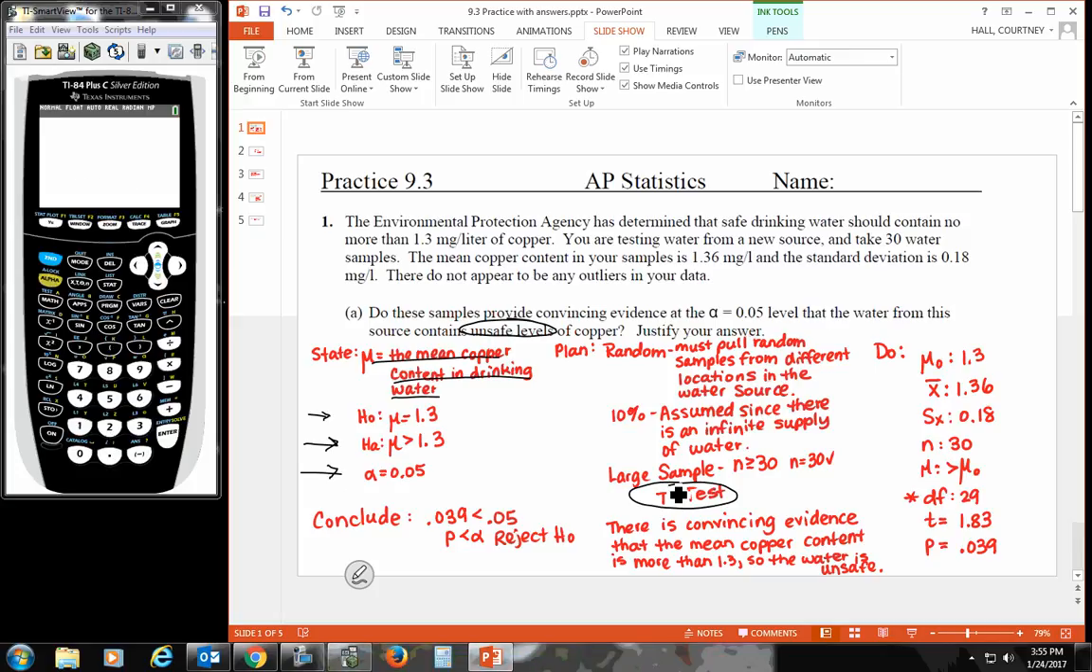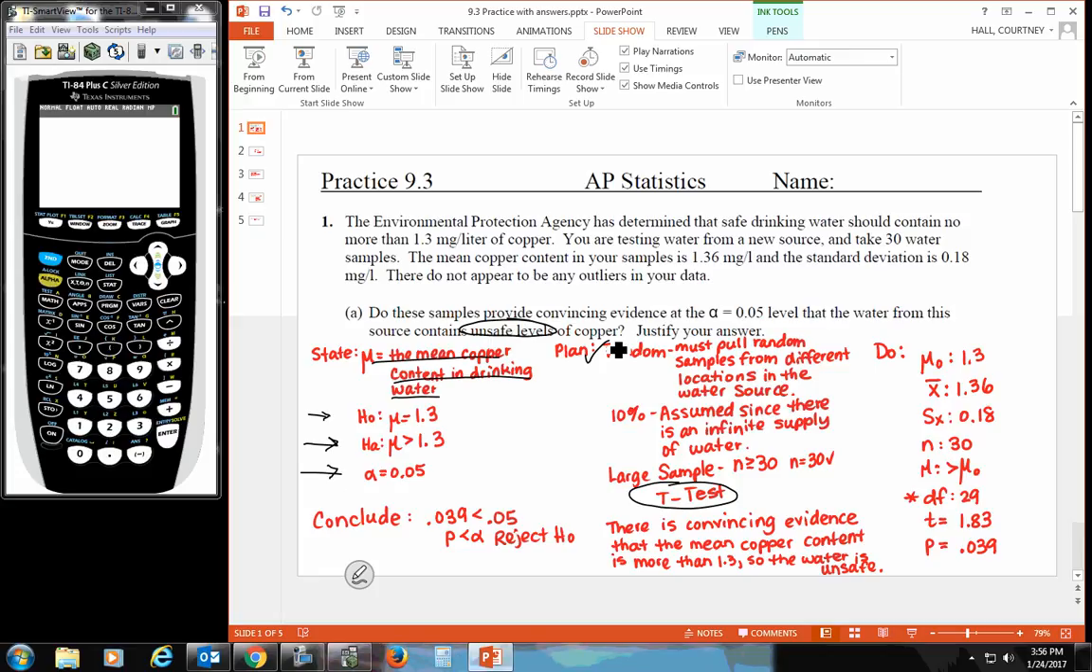So we need to say that the sample is going to be random. I said they must pull random samples from different locations in the water source. It really doesn't address the random component. It doesn't say they're doing an SRS or anything like that. But obviously they need to go to different parts of the water source, like different locations, some from the middle, some from the edges, so that they're getting it randomly from the water source. And then 10% again is assumed.